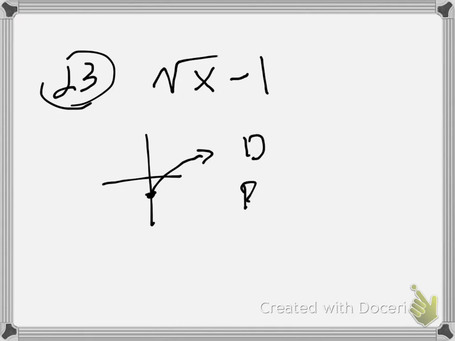Remember domain and range. Domain deals with your x, range deals with your y. Domain, remember your pointy end is going to be whichever direction the function is going. My function is going to the right, so it's going to be greater than or equal to. And I look at my x-axis where this starts. This starts at 0 on my x-axis. My range, if it's going up and over, it's going to be greater than or equal to, and it starts at -1 on my y-axis.